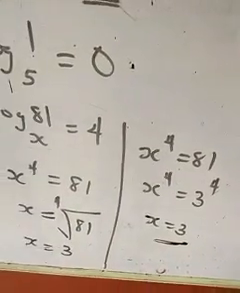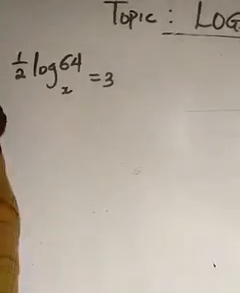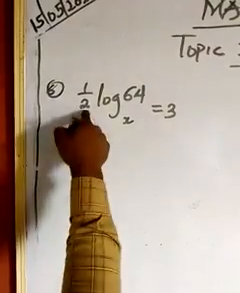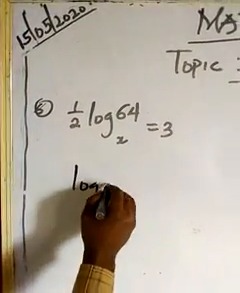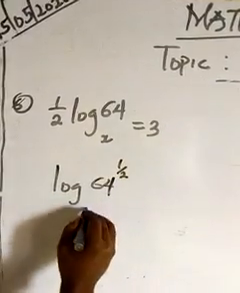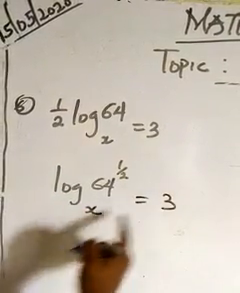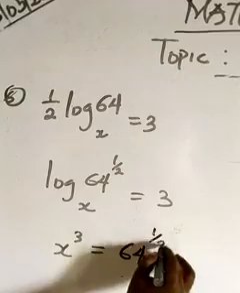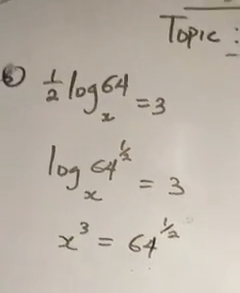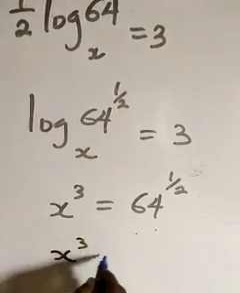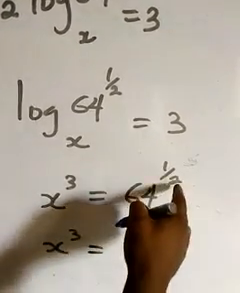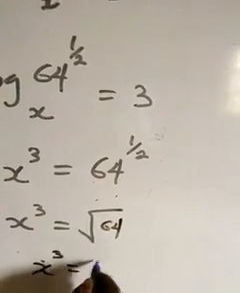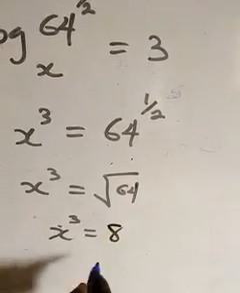Now we move to the 6th question. Now we go to number 6. Question number 6 says half log 64 base x equals 3. Now this half comes here, it becomes log 64 raised to the power of half base x equals 3. Now this becomes what? X raised to the power of 3. We turn it to index form, 64 raised to the power half. Now we know that 64 raised to the power of half means root 64. X raised to the power of 3 equals to what? Root 64 is 8. Now we take the cube root of both sides.